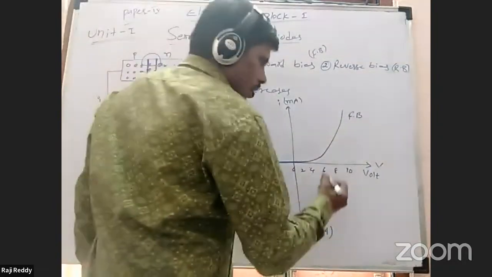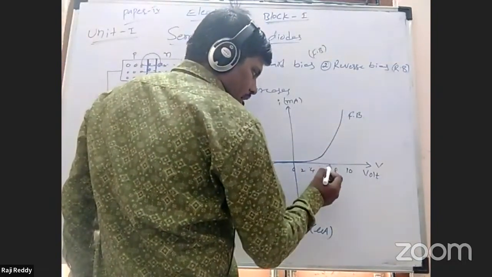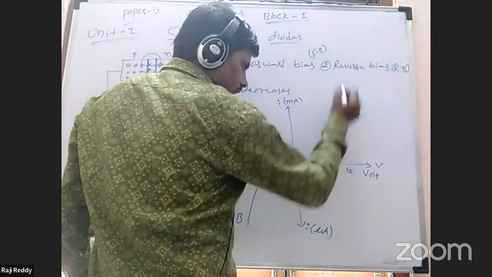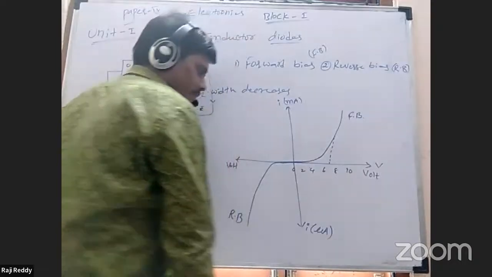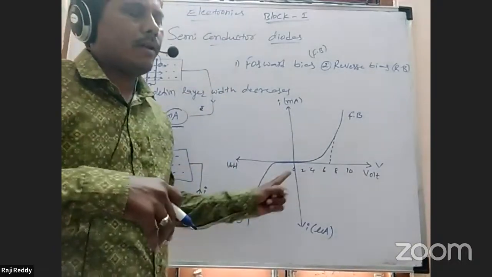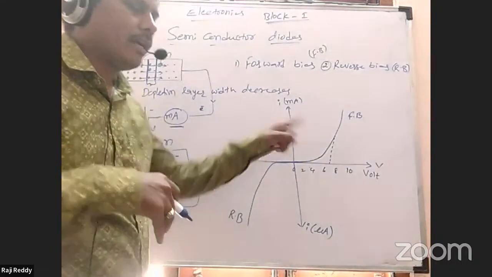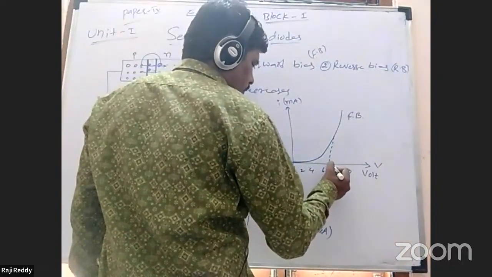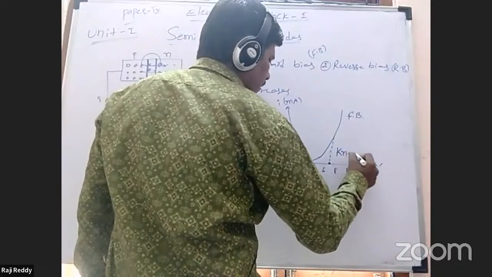At what applied input voltage does the current value exponentially increase? That corresponding voltage is called the knee voltage.